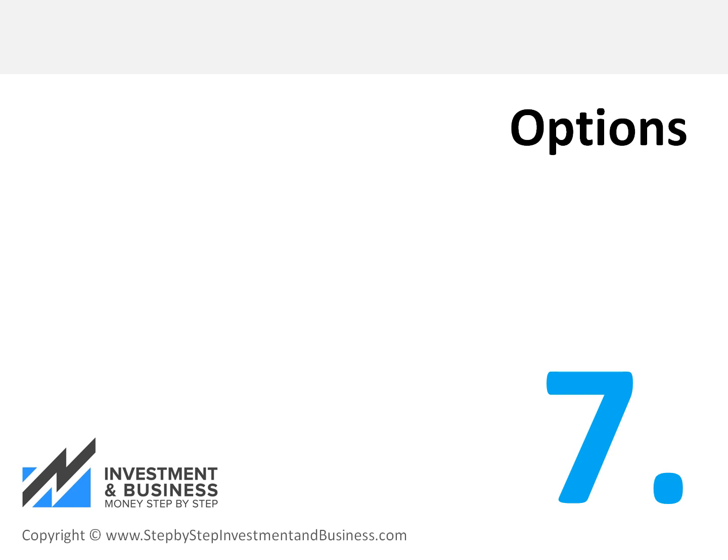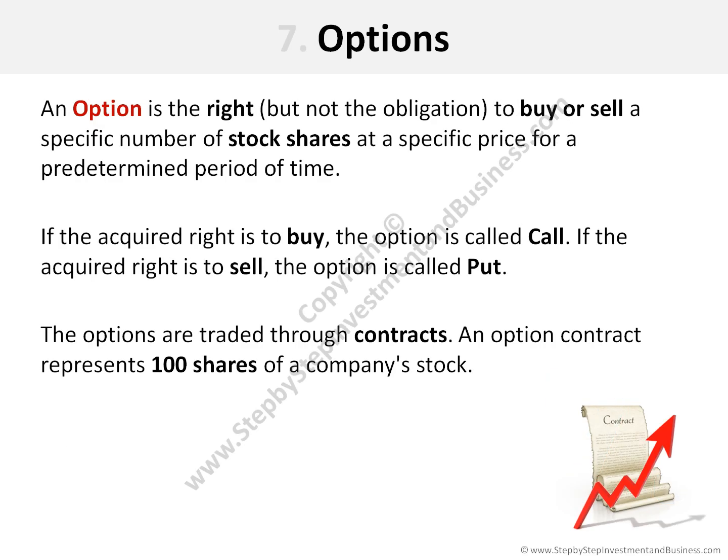We begin with the 7th chapter of the course. In this chapter, we will analyze one of the most important financial instruments, the options. An option is the right, but not the obligation, to buy or sell a specific number of stock shares at a specific price for a predetermined period of time.